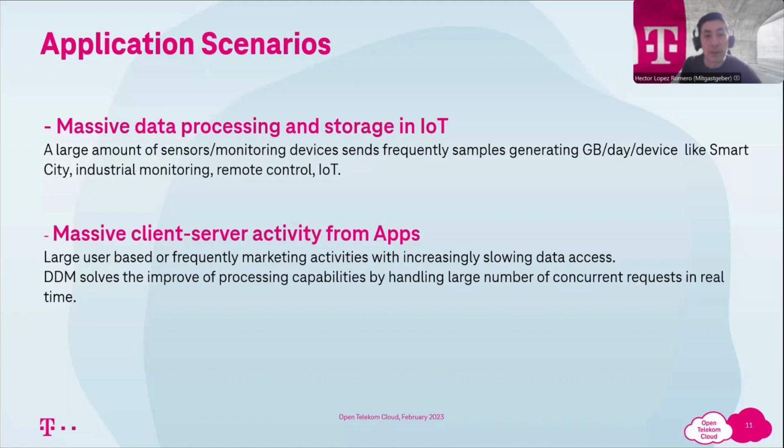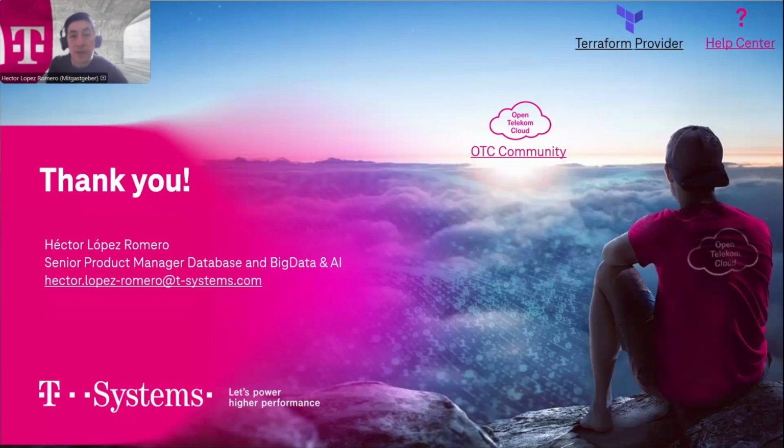Another good example is apps, because apps are storing and sending a lot of data all the time. With this DDM, you should be able to handle a large number of concurrent requests in real time, very fast and without performance problems, and the capabilities of DDM will be close to endless.